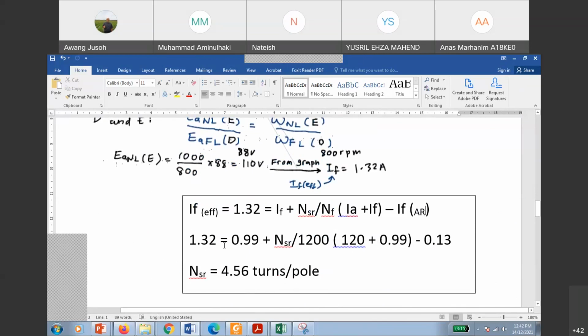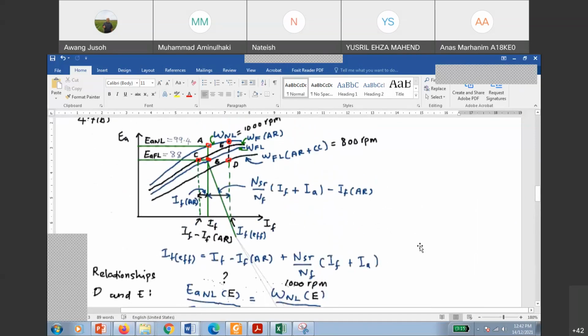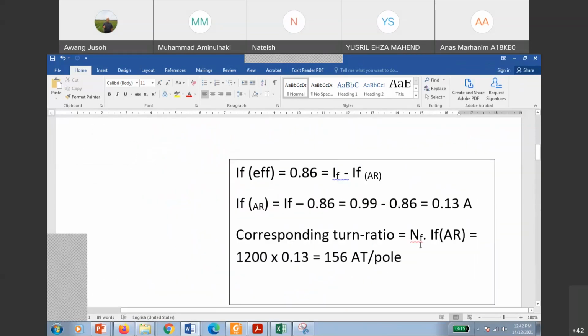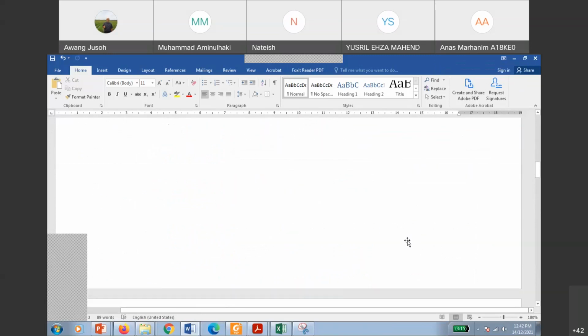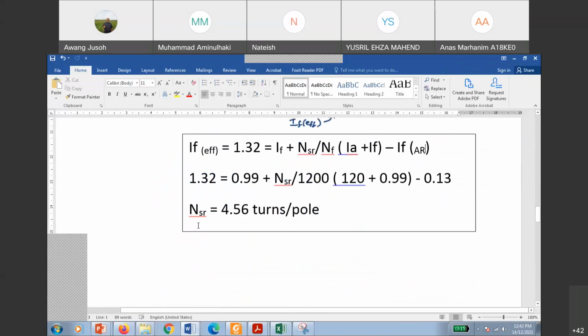Okay, so 1.32 equals 0.99 and SR you don't know yet. You have to find this one. And F1 we know, 1200. IA 120. IF 0.9. I effective, we get this one previously from the previous answer, part A, 0.13. Then we can find the number of turns required in the series winding. So that's how you solve the problem.